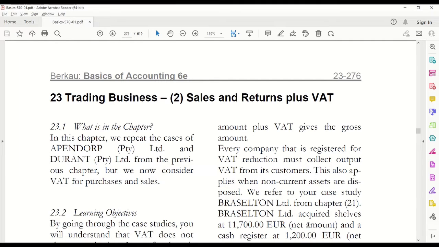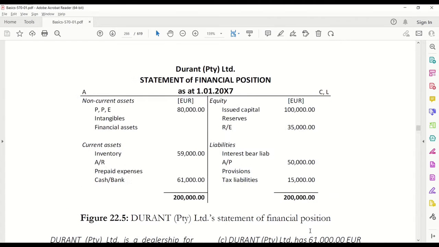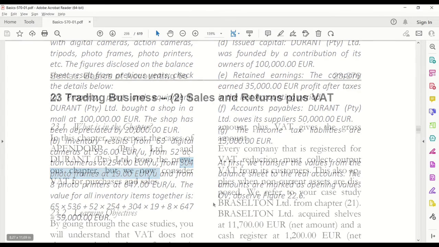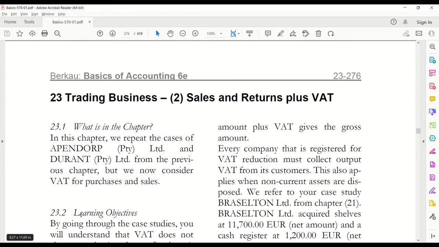As the case studies are repeated, you are going to find the description of the opening value in chapter 22. An opening balance sheet is given. We focus on the inventories to the extent of 59,000. In the text, we find the description of the photo frames. There are 304 photo frames at 19 euros per unit. This gives us the opening value of 5,776.